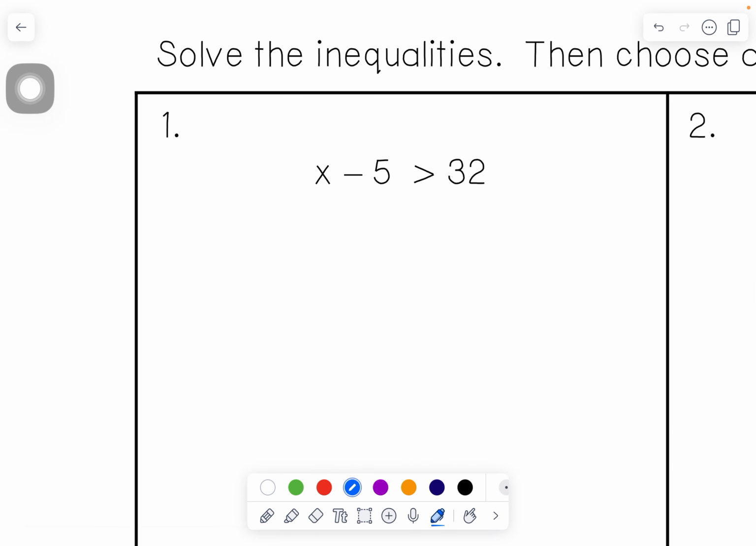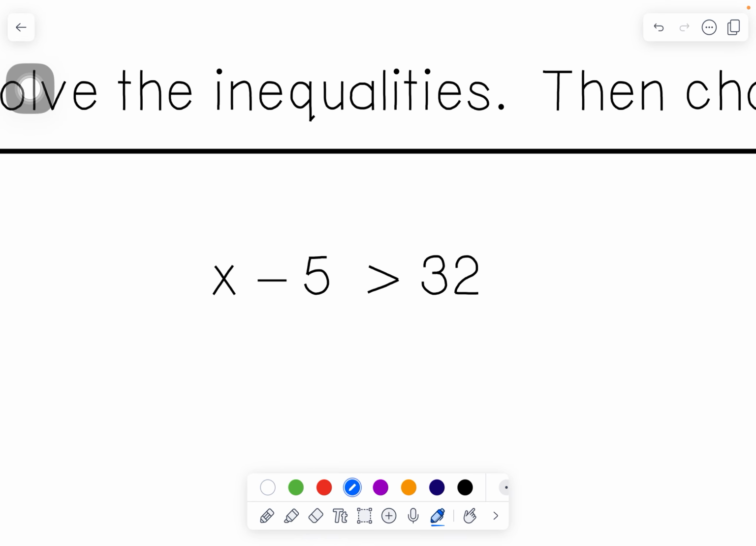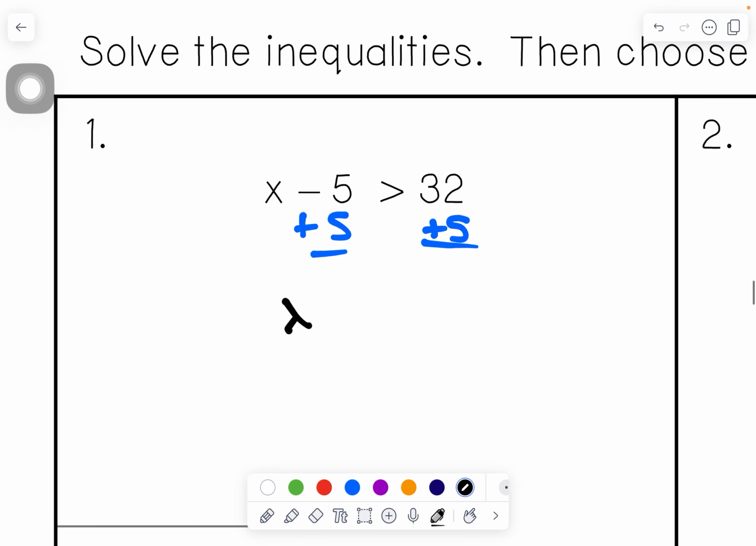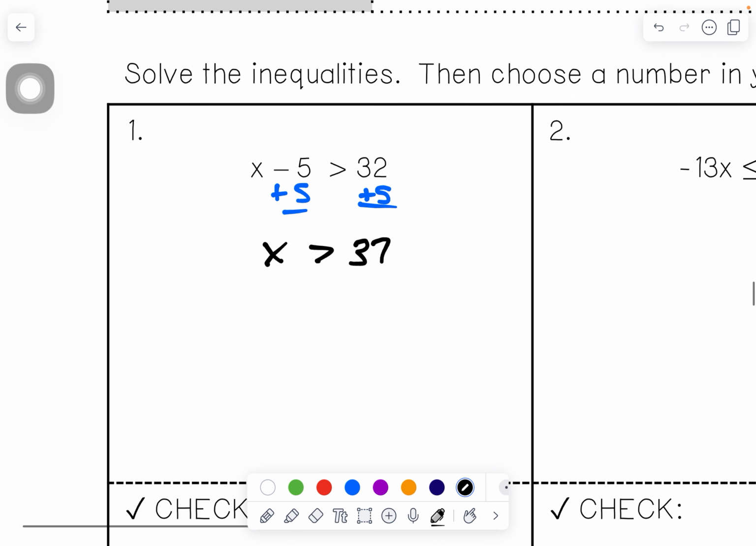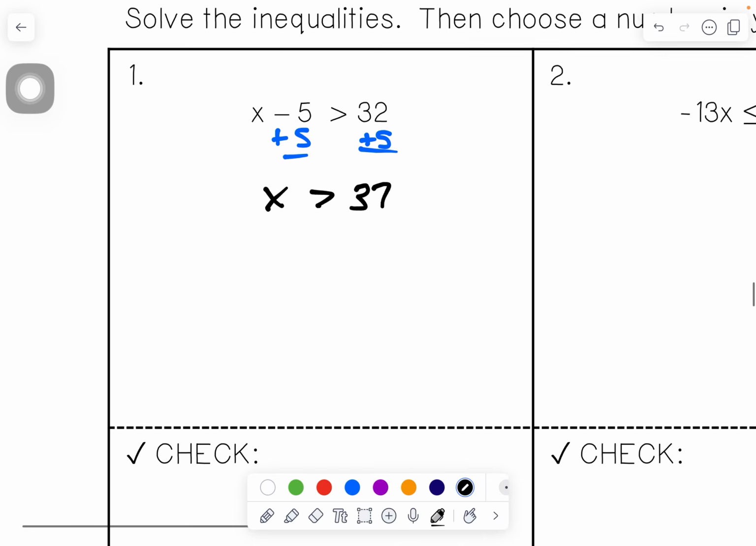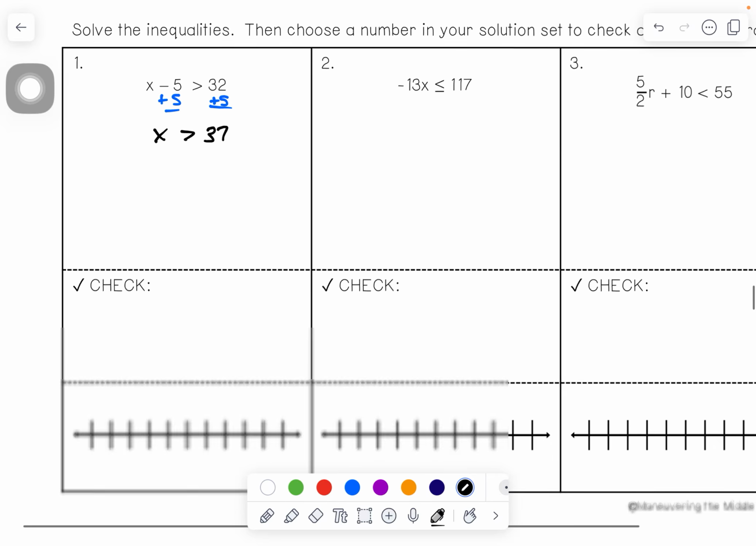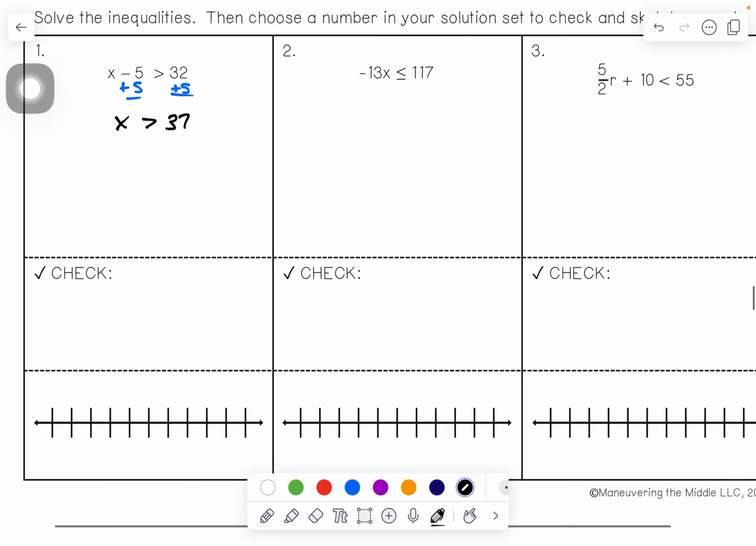So first things first, if we solve this inequality, we're going to do the opposite of what we see. So we're going to add 5 to both sides. When I do that, I'm going to have x is greater than 37. I don't have to do any more steps, but what I do need to do is sketch my answer on the number line.